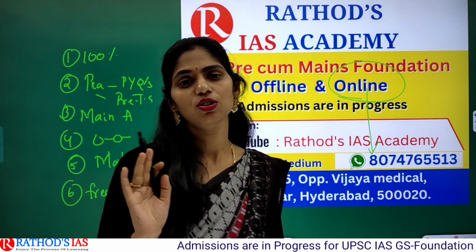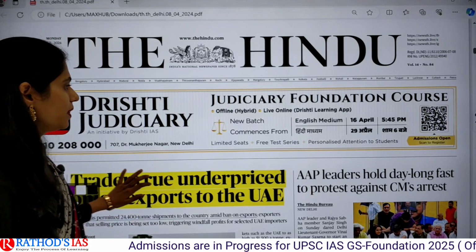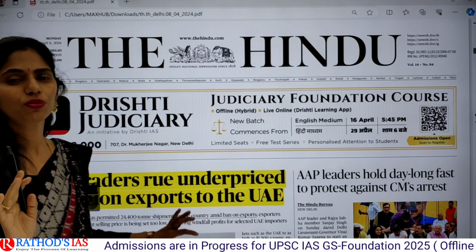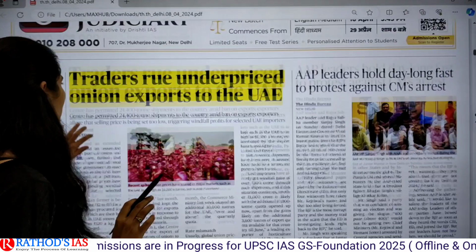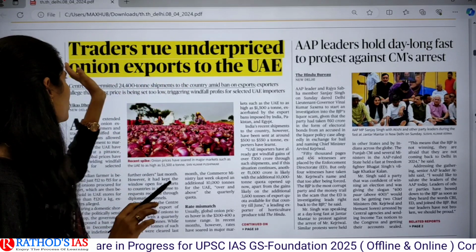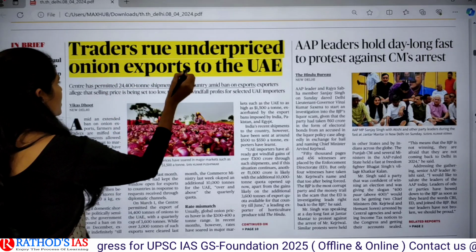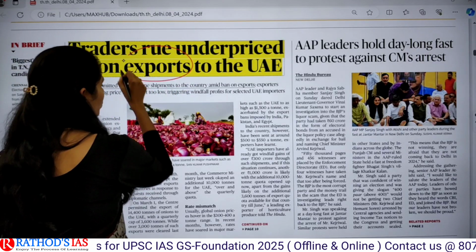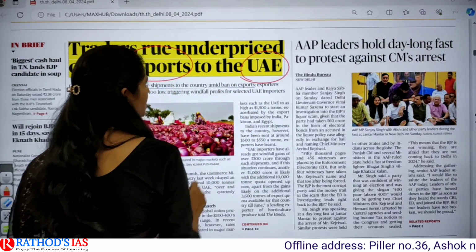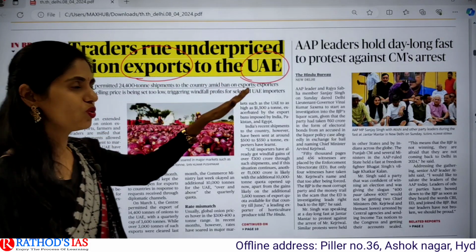And now let us take one newspaper, and I will show you which pages you have to focus on. This is The Hindu paper. I will show you how you have to pick the articles. So here the first article is about traders drawing underpriced onion exports to UAE. So it is talking about India's exports to UAE. This article is important because it is about onion trade, and the next is UAE.